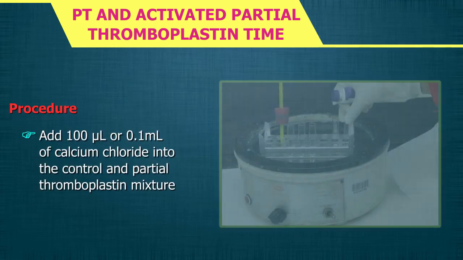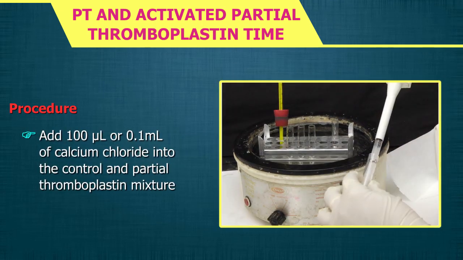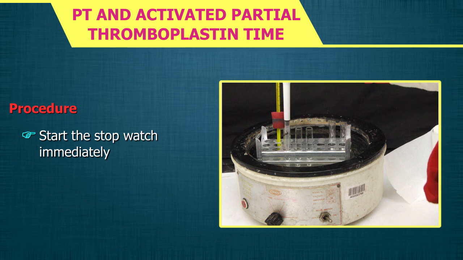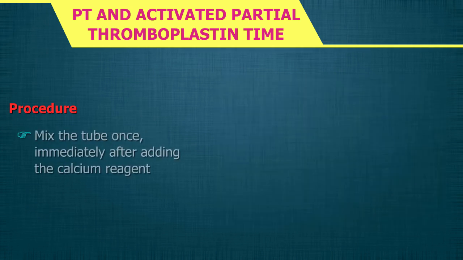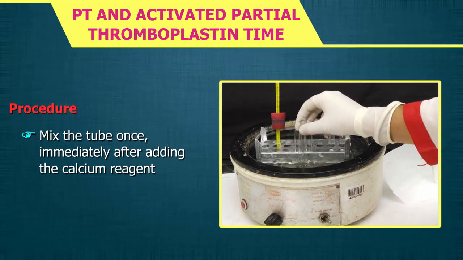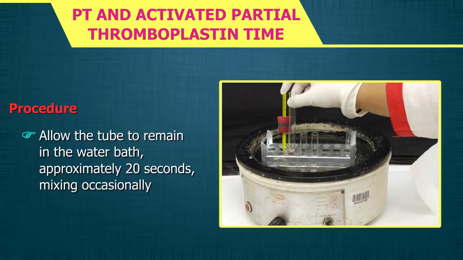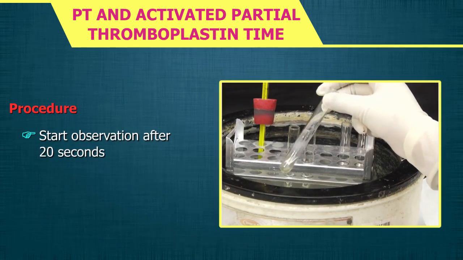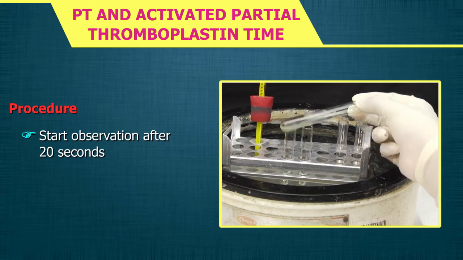5. Add 100 microliters or 0.1 ml of calcium chloride into the control and the partial thromboplastin mixture and start the stopwatch immediately. 6. Mix the tube once immediately after adding the calcium reagent. Allow the tube to remain in the water bath approximately 20 seconds, mixing occasionally. 7. Start observation after 20 seconds.